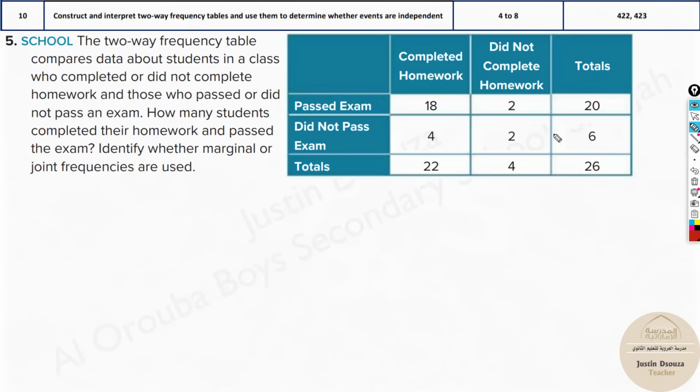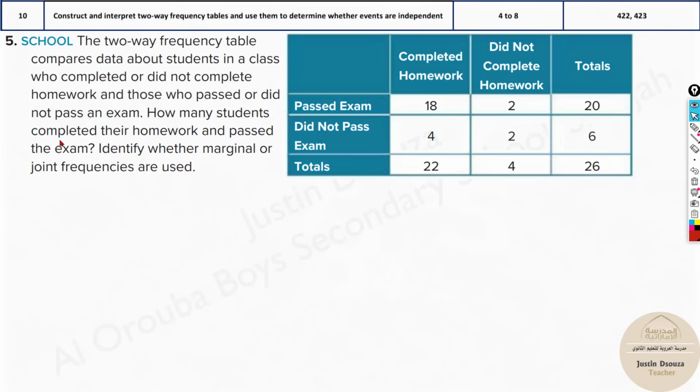Here we have a two-way frequency table which is already given. It compares data about students in a class who completed or did not complete homework, and those who passed or did not pass an exam. So this is completed homework, did not complete homework, and among the students who completed homework, who passed and who did not pass. How many students completed their homework and passed the exam? Identify whether marginal or joint frequencies are used. In simple understanding, marginal is at the margins, the endmost ones, whereas joint is the inside ones, the common ones. These four blocks are joint, whereas the totals are the marginal ones.